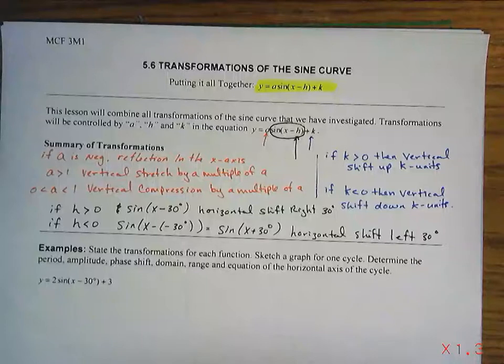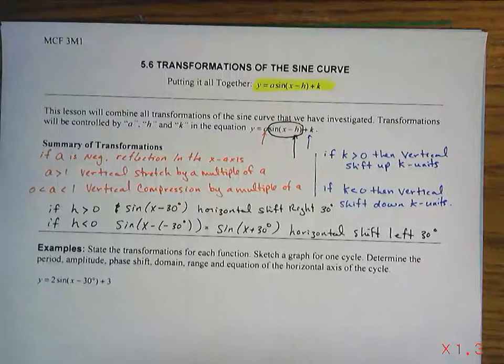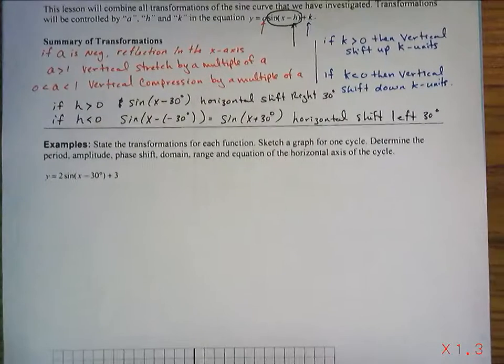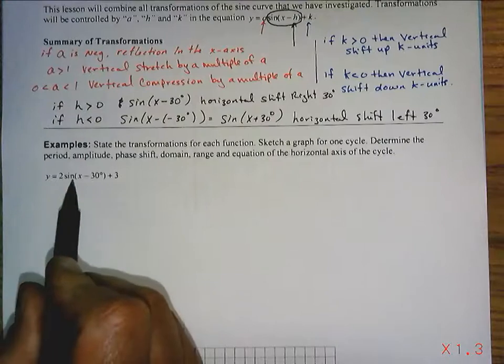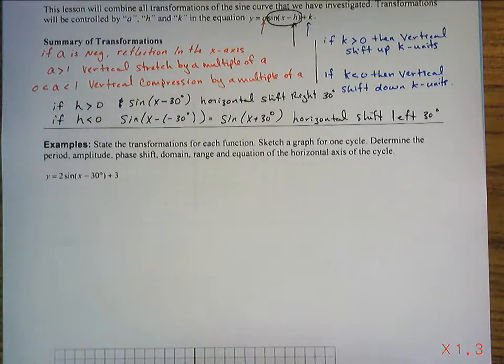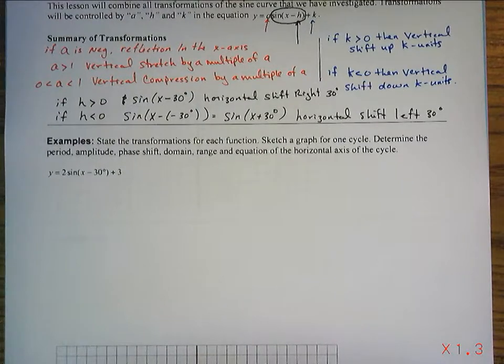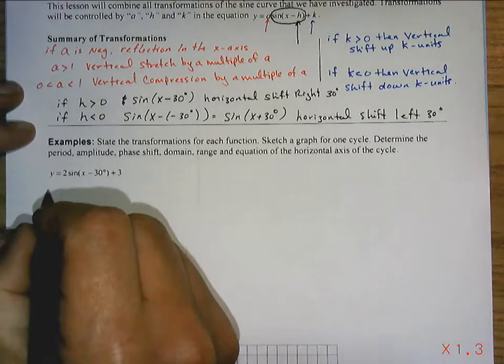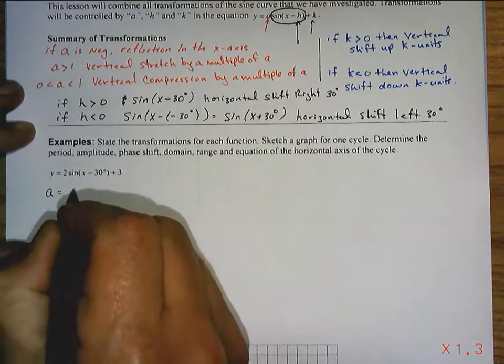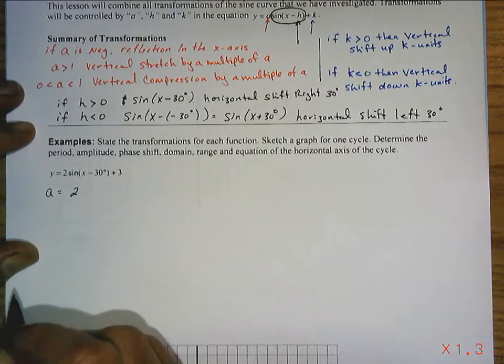Okay, welcome back. So now we're looking at some examples. y equals 2 sine(x minus 30 degrees) plus 3. Now, there's a couple of ways to do questions like this. My personal favorite is to do this. I take a look at the a value. The a value is 2.